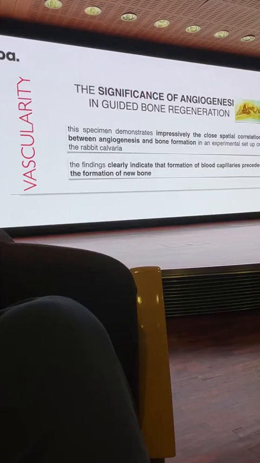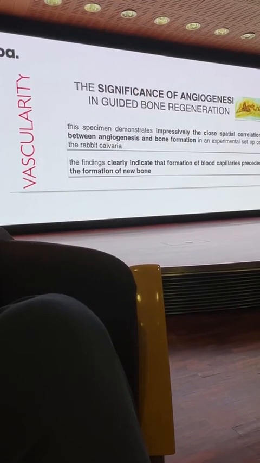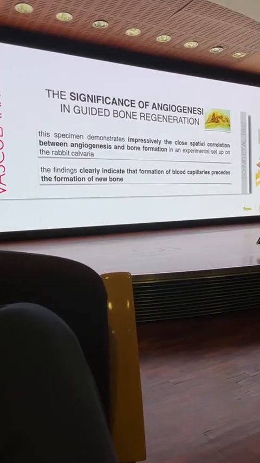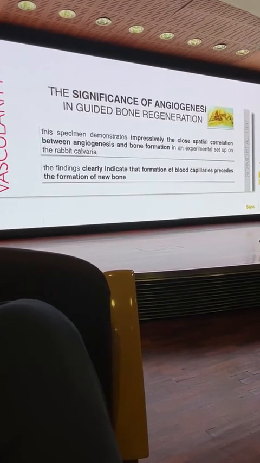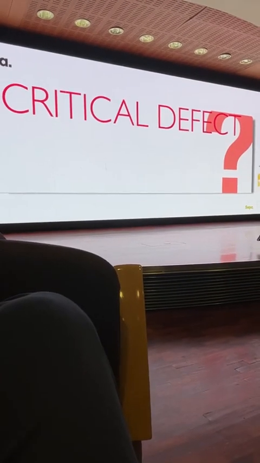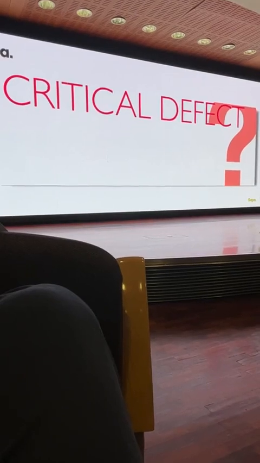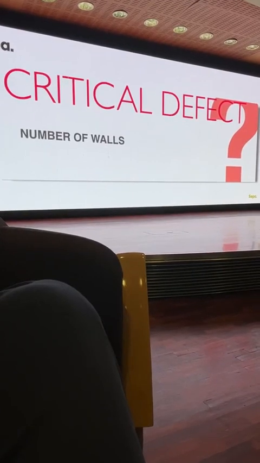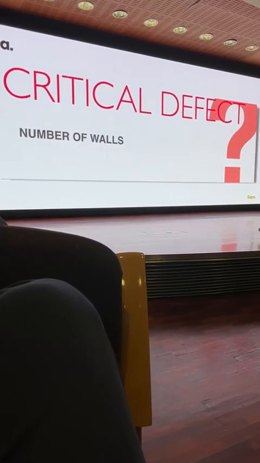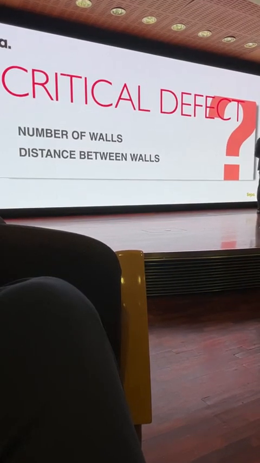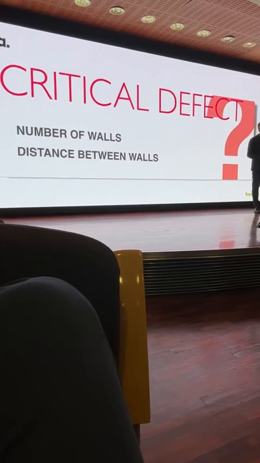And the vascularization must run fast and furious, because the bone formation depends on the quantity of vessels forming in that area and the speed of the blood vessel formation. So when I look at a defect, to understand what I need on a deficiency to build up the correct scenario, I must ask myself two questions. How many walls do I have in that defect, and what is the distance between the walls?